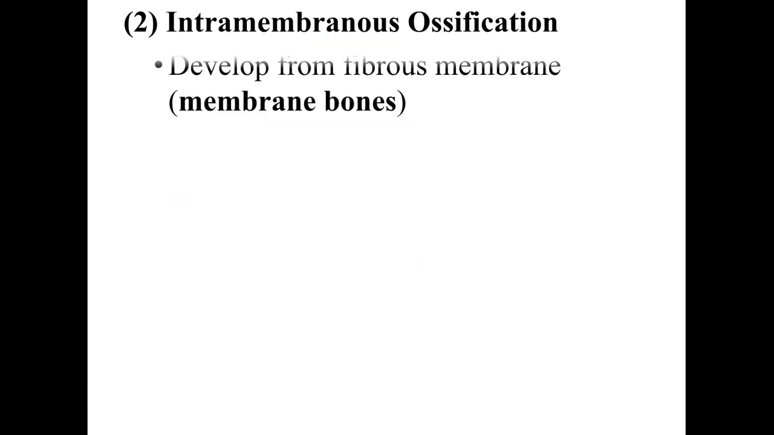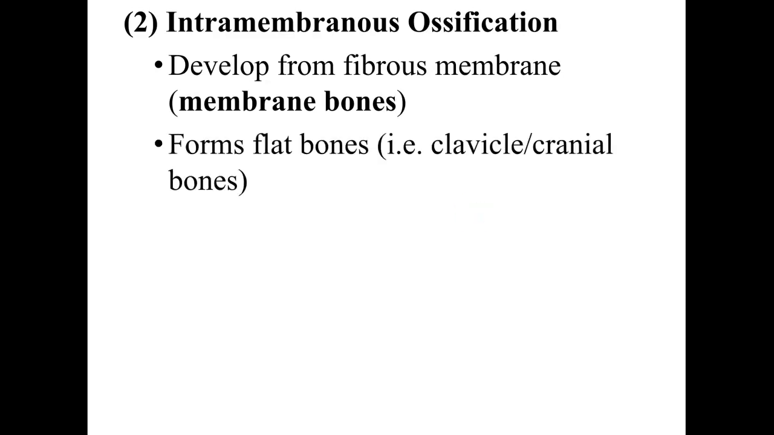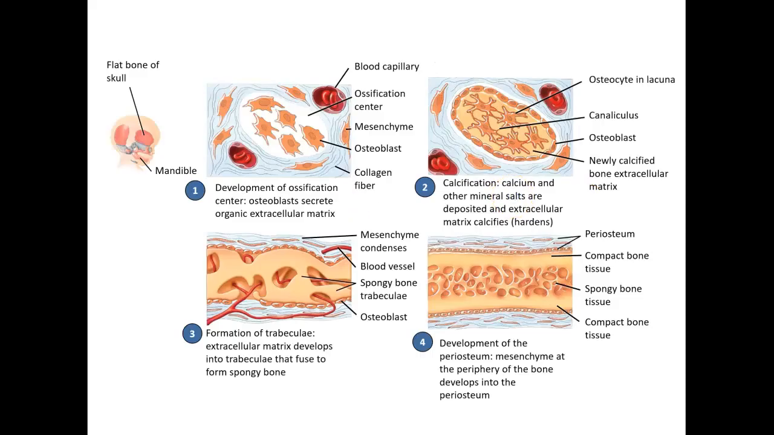Our second type of bone formation is going to be your intramembranous ossification. Now, this type of ossification or bone development is going to form what's referred to as fibrous membrane or membrane bones. Now, with these type of bones, these are going to be mostly referred to as things like your flat bones. So there'll be your clavicle, which is going to be your collarbone, things like your cranial bones, and even your sternum.